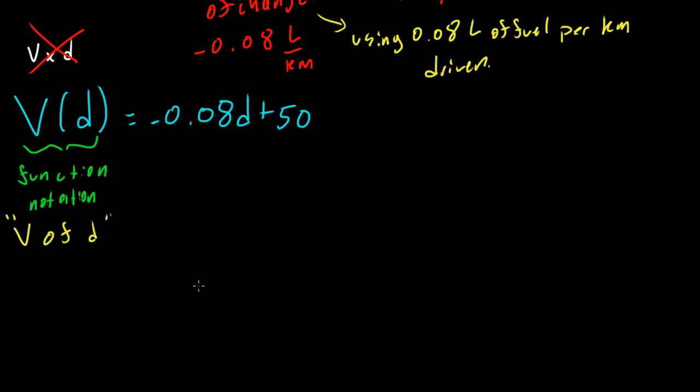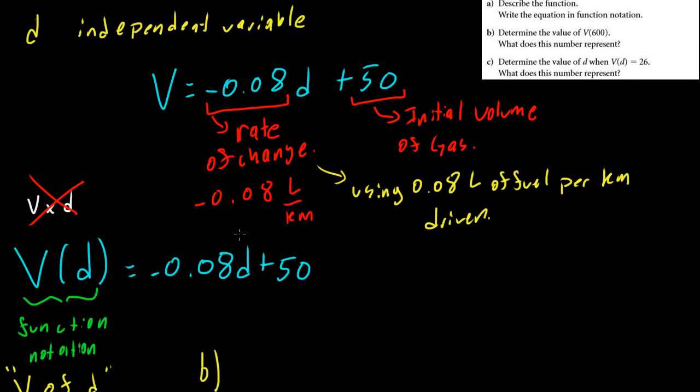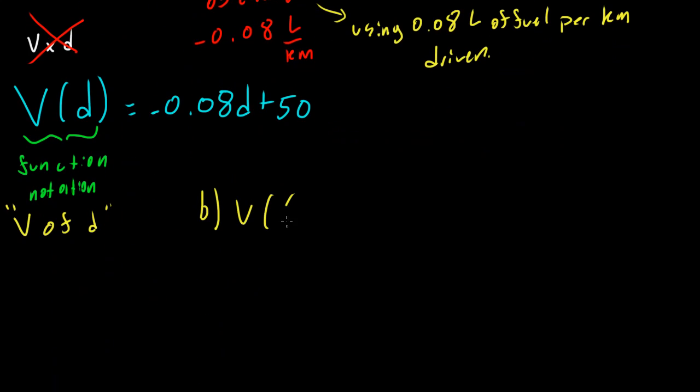Now, the reason why we use this is so that we can answer questions like B, where it's determine the value of V(600), or V at 600, we can say that. There's a lot of different ways to say this, but that's really what we're taking a look at. As you can see, all we're doing here is replacing our D in terms of our function notation with 600.